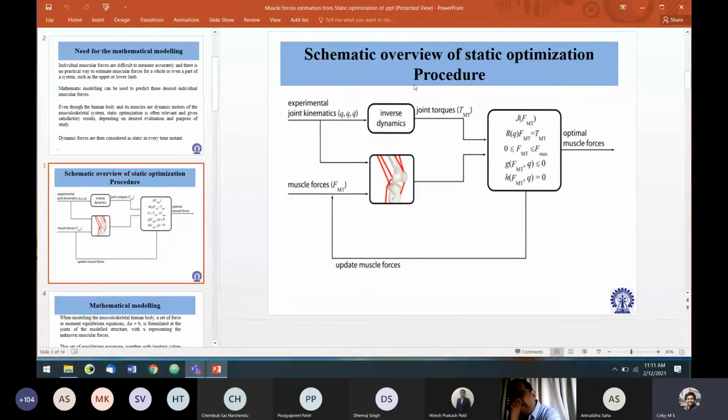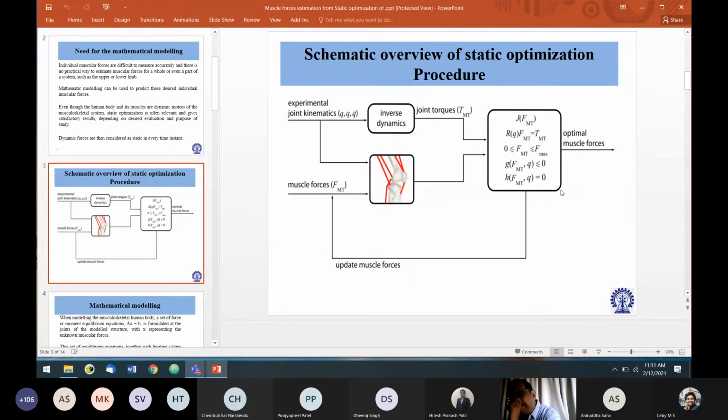Here is a schematic overview of the static optimization procedure. As we know, inverse dynamics takes inputs such as joint kinematics, and we get the joint torques as the output. This is equivalent to the elbow problem which we did, and the output will also produce incorrect muscle forces. This box signifies the static optimization. Here you can see an optimization problem. Can you see an optimization problem here?